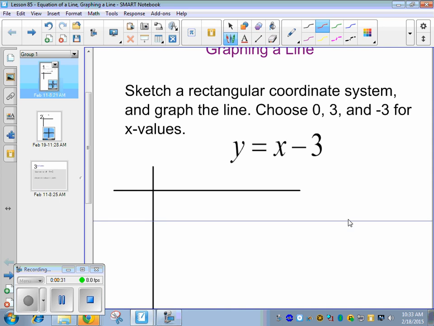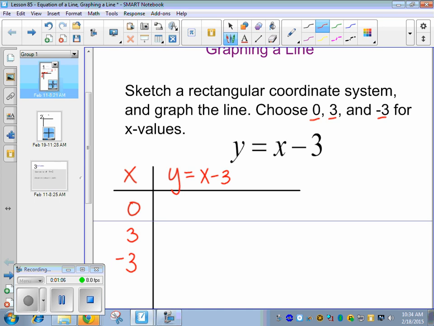I call it a t-table, except we're kind of extending it a little bit to the right. And we're always going to put our x here, and then our equation here. So y equals x minus 3. You guys remember this worksheet we did last week? Really similar? Okay. So we're going to choose the values 0, 3, and -3 for x. So put that here. 0, 3, and -3.